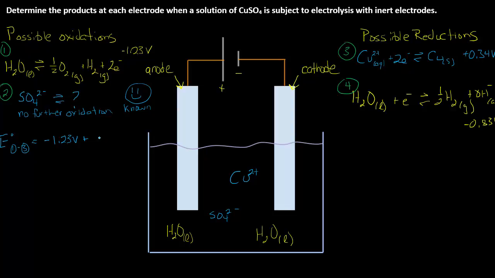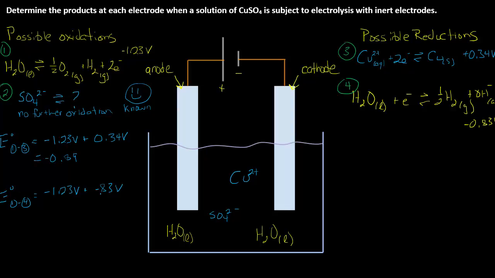So I only need to make 2 possible cells rather than 4 as we did when we looked at sodium chloride. I'll pair up reactions 1 and 3 and then reactions 1 and 4. So 1 and 3 would see the oxidation of water and the reduction of copper, while reactions 1 and 4 would see the oxidation of water and the reduction of water. We can compute the E0 values, or the cell potential, for each of the 2 cells that we've set up here.